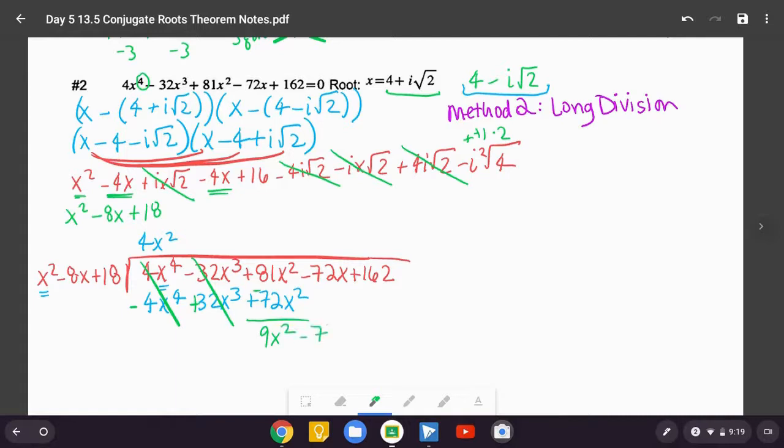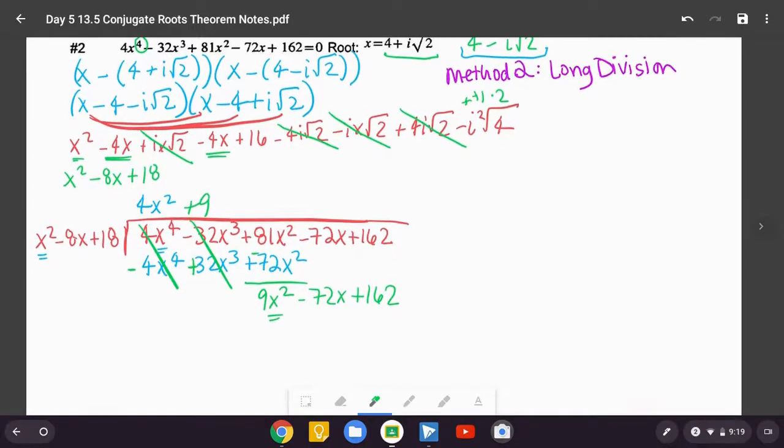All right, I'm going to bring down all my remaining terms, and then I'm going to try to do it again. So x squared times what gives me 9x squared? Well, I just need to multiply it by 9. So if I distribute the 9 to everything, I'm going to get 9x squared minus 72x plus 162. And when I add the opposite of that, you'll notice, oops, this is already negative, so this will become positive.